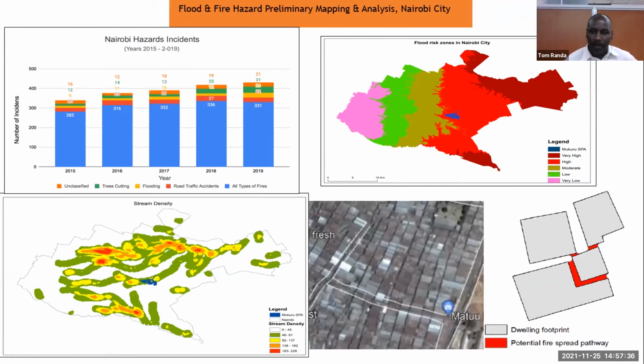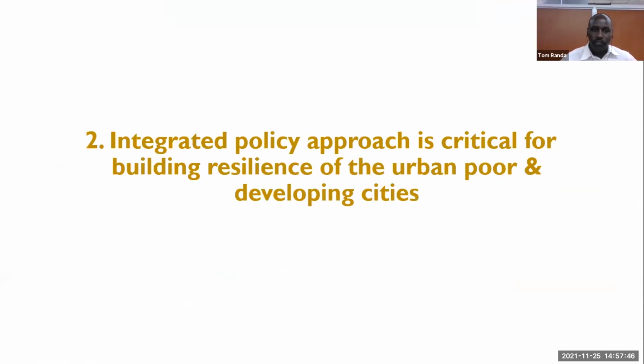In terms of fire, the buildings are quite close together, so there is high potential. If you look at the red, there is high potential for fire spread among the infrastructure. Another lesson is that an integrated policy approach is critical for building resilience of the urban poor, especially, and also developing cities.